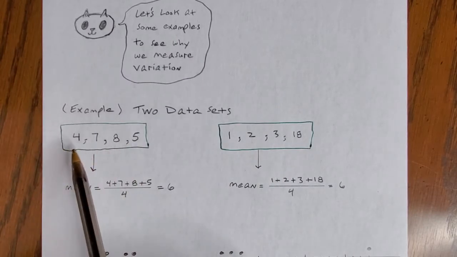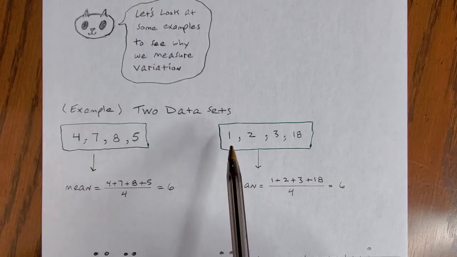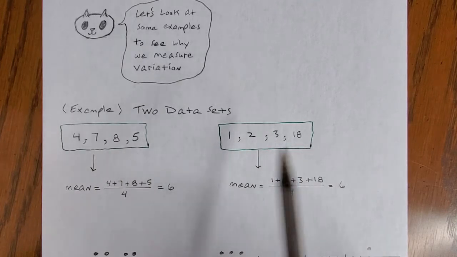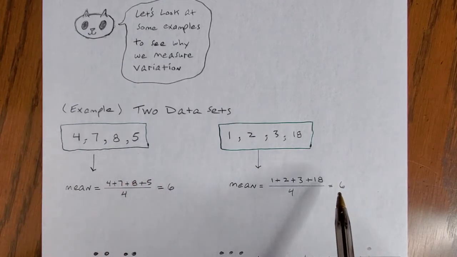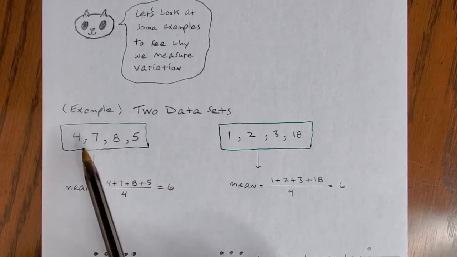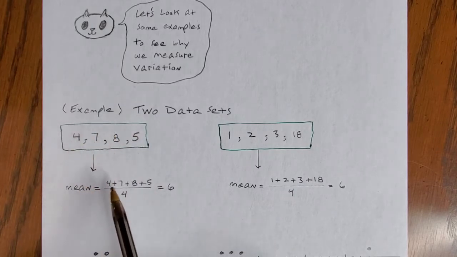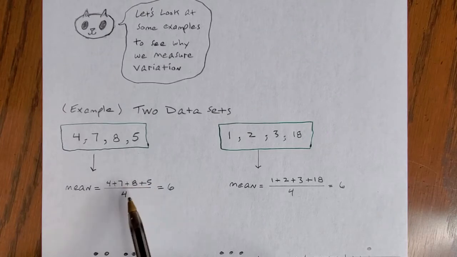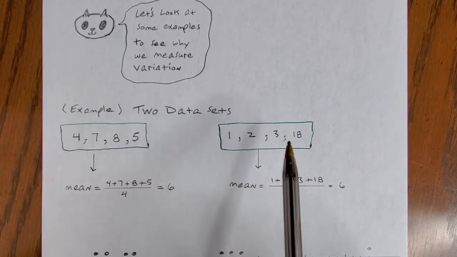Data set number one: 4, 7, 8, and 5. And then another data set: 2, 1, 2, 3, and 18. Now, these have something in common. The mean is 6 on both of them. What's the mean? Well, you add up all the data entries, 4 plus 7 plus 8 plus 5, and you divide by how many data entries there are. That turns out to be 6 on both of them. But these numbers are all different.